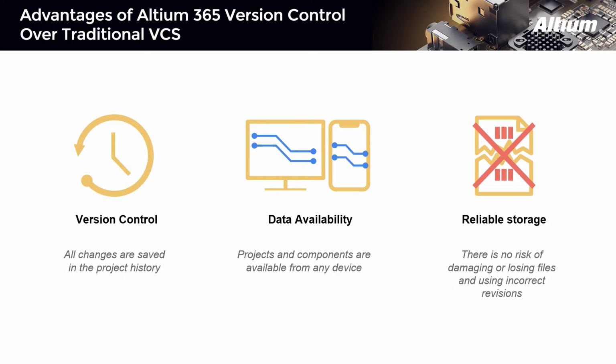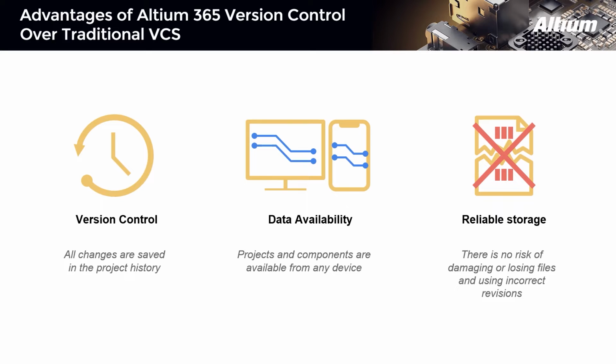First of all, you don't need to configure anything as you would with a traditional version control system. You simply activate your workspace and start working. Everything is already set up for you. The first and most obvious advantage is version control itself without the hassle of configuration.